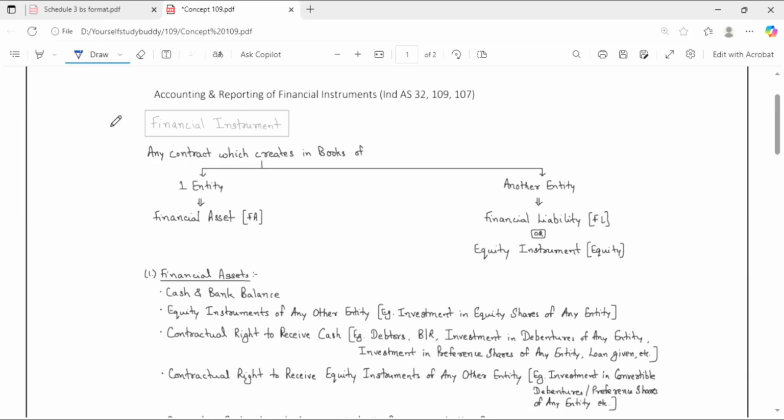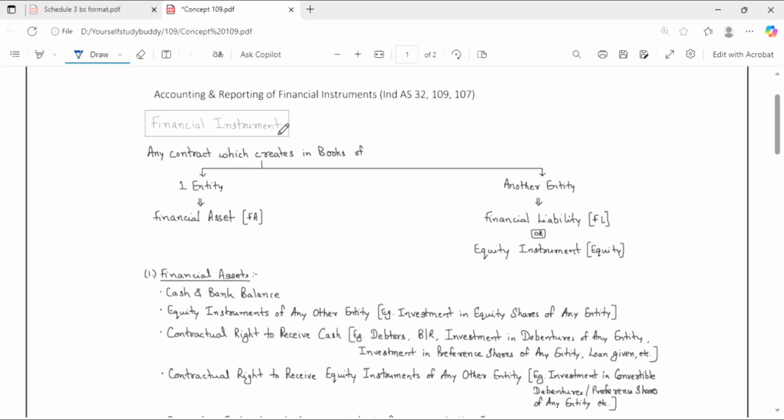So now let's understand Ind AS 10 and 9. Along with 10 and 9, we're also going to study Ind AS 32 and 107 simultaneously. Okay, so the three of these Ind AS we're going to understand together. Now let's begin. Now, what is a financial instrument?